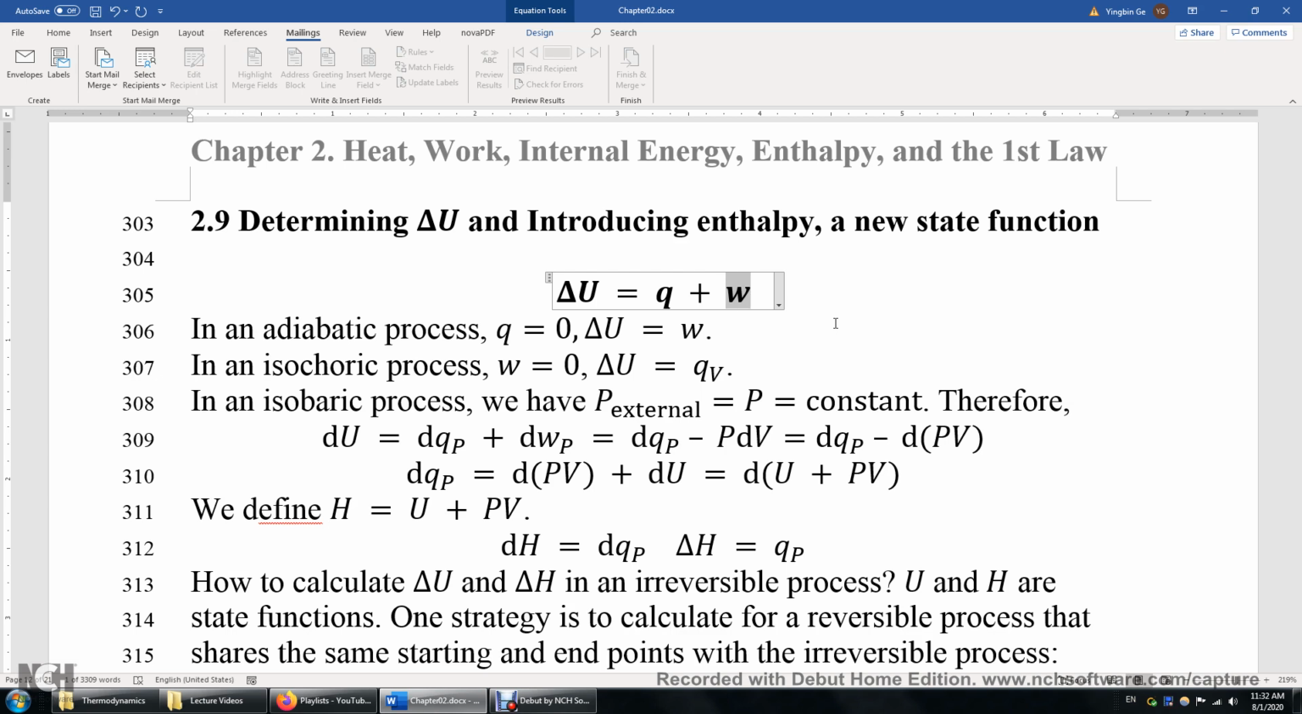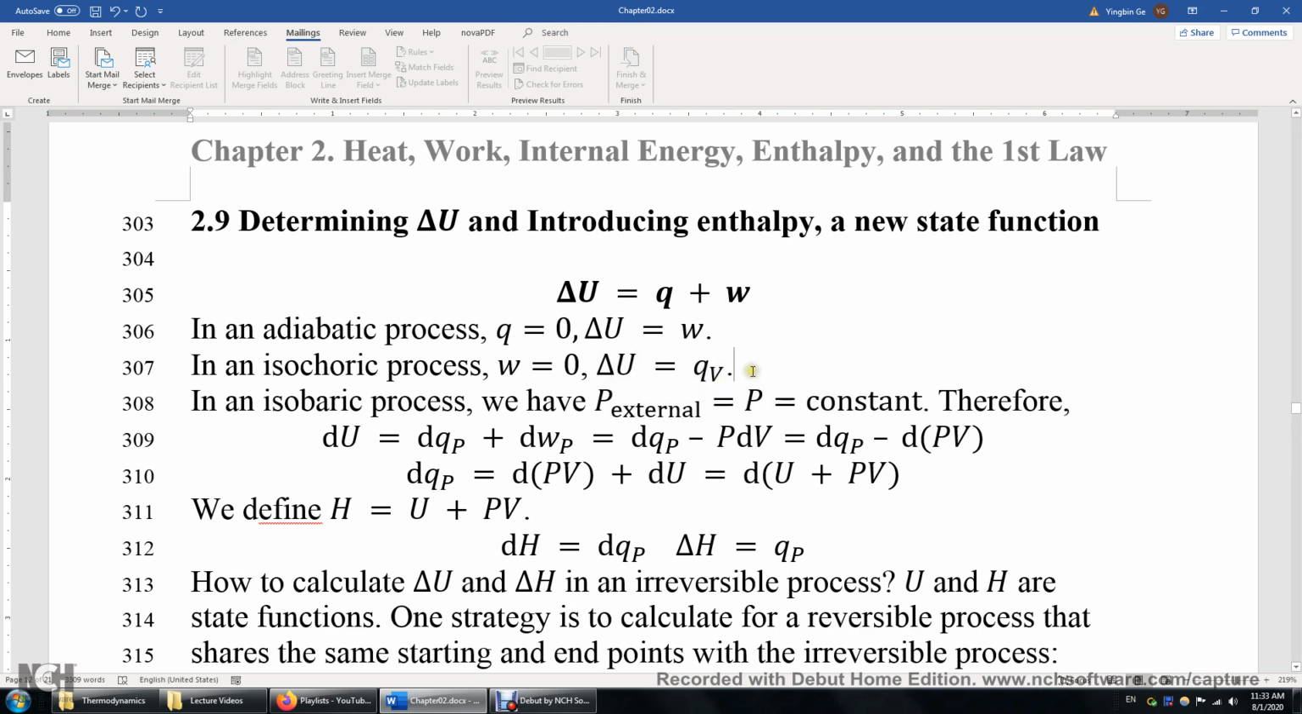In an isochoric process, there's no change in volume. There's no expansion work nor compression work. Delta U is equal to Q. And in this case, we put V in the subscript to emphasize that the volume remains unchanged.